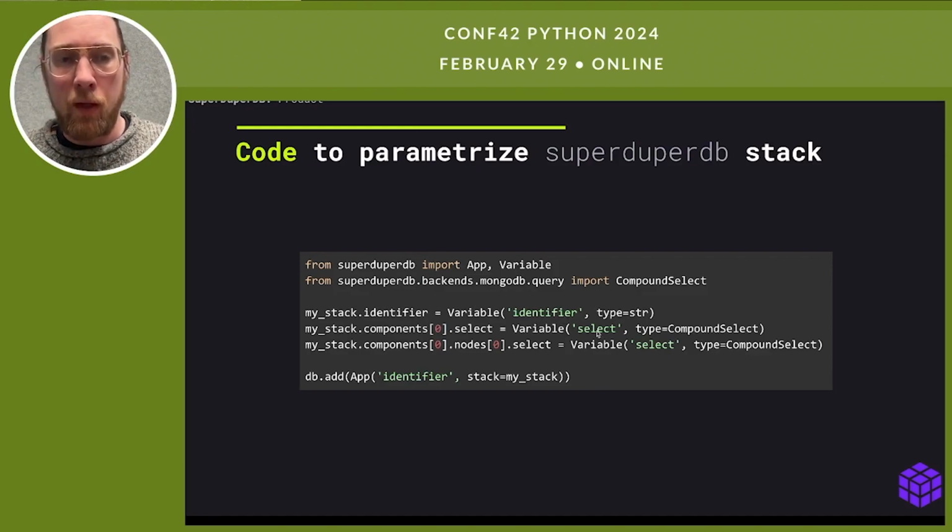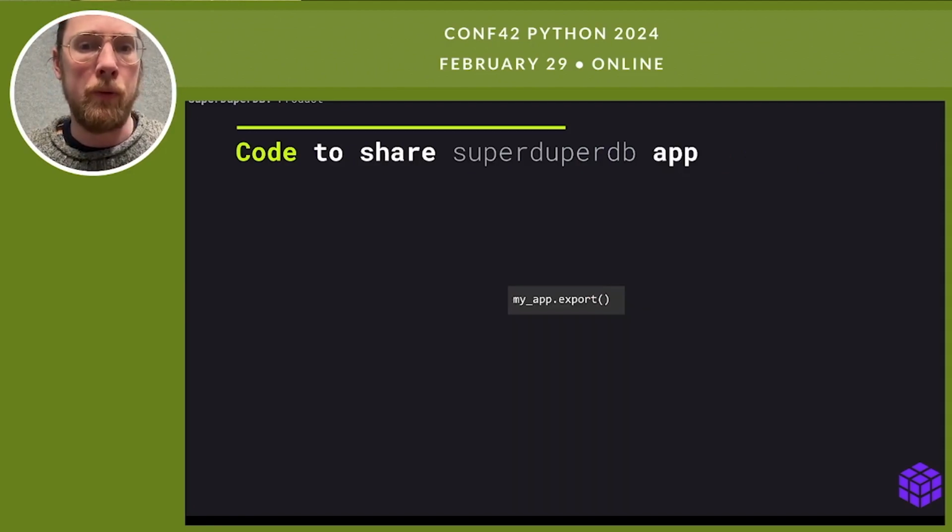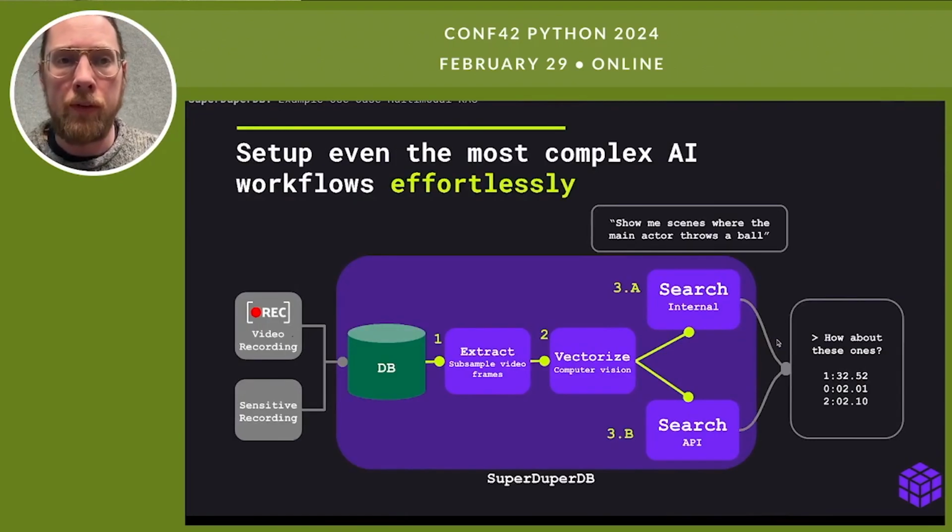From this app, I can very easily share high-level AI functionality. And how do I share it? Simply export. SuperDuperDB will then inspect the model or models that you've created and create a very nice JSON serialized format with references to artifacts. So we're now going to see a demo of this system.